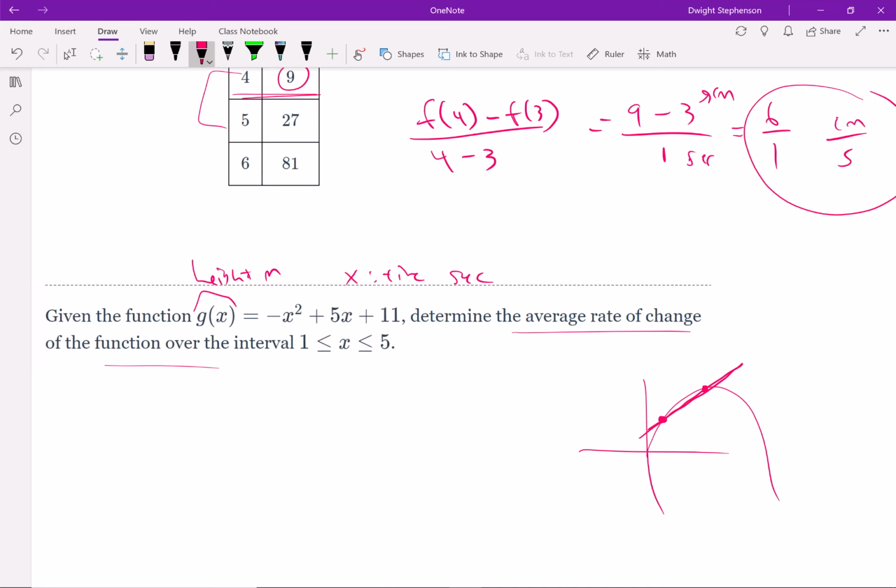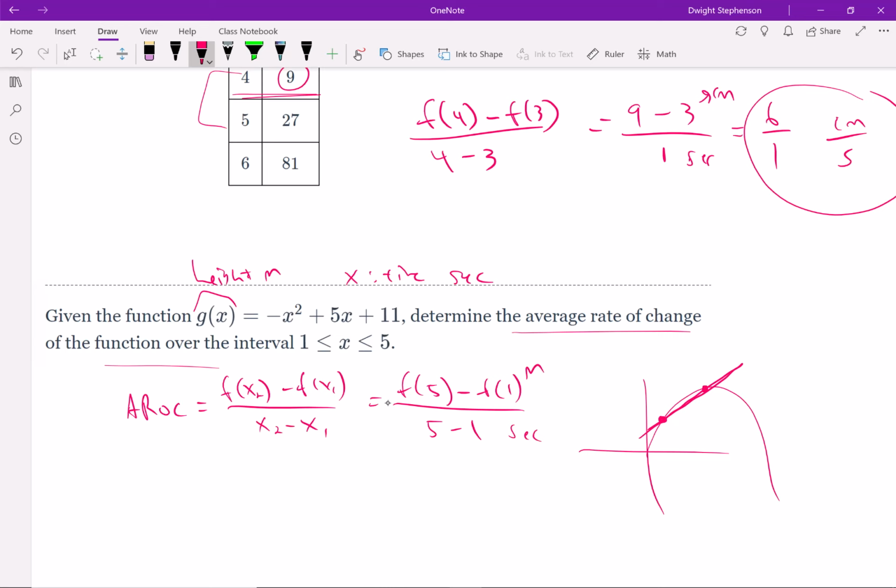And so again, the average rate of change is equal to f of x2 minus f of x1 over x2 minus x1. In this case, it's f of 5 minus f of 1 over 5 minus 1. Right, and again, the units for this, this would be meters and this would be seconds. And so we're going to get something called meters per second, which is going to tell us the rate of change of this person.